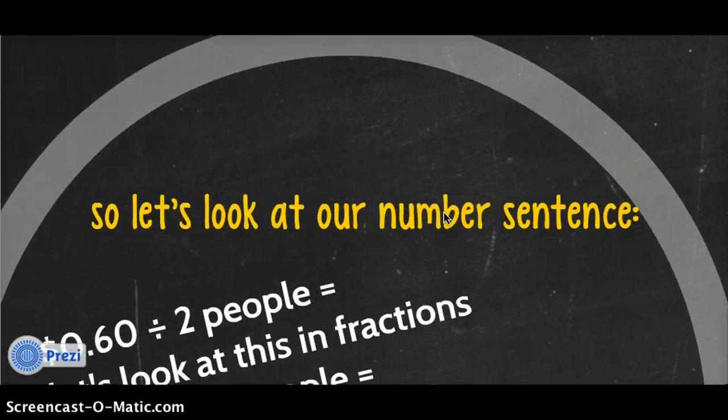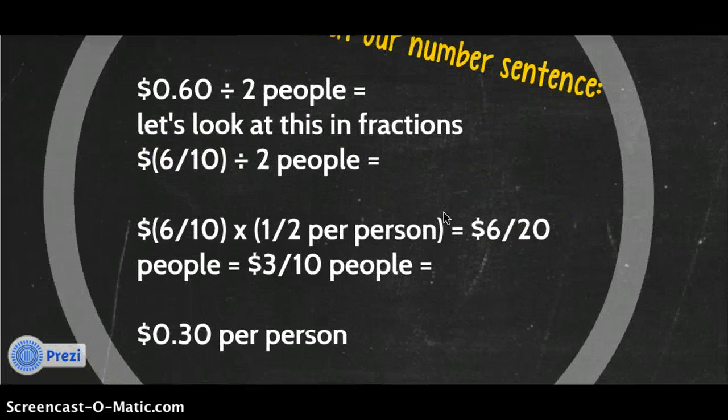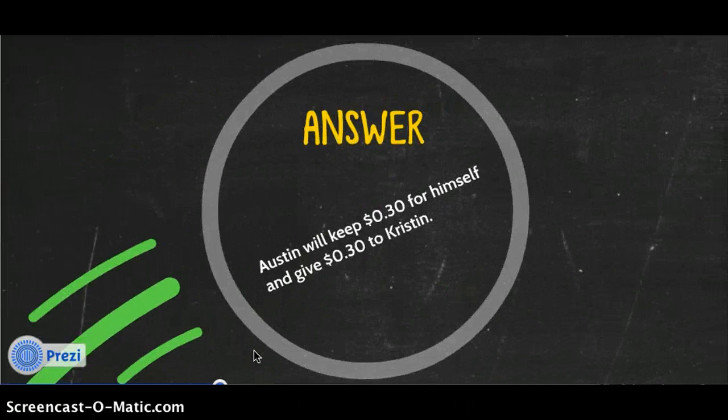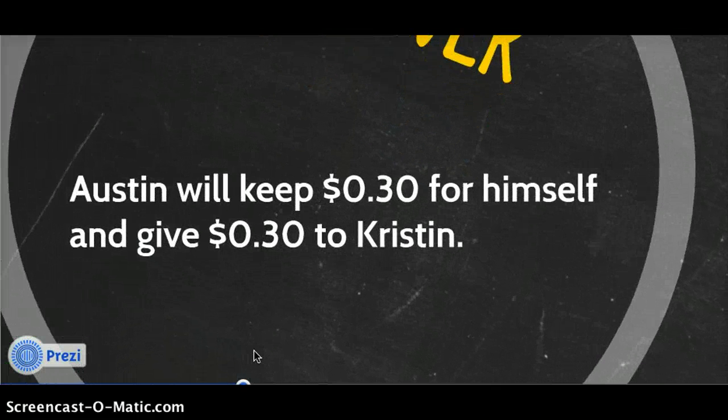So let's look at our number sentence here. We have 60 cents divided by 2 people. Let's put it into fractions so we can solve this problem. So you have 6 tenths of a dollar divided by 2 people, which would be 6 tenths of a dollar, and half of that group to each person, which would be 3 tenths of a dollar per person, or 30 cents per person. So our answer is Austin is going to keep 30 cents for himself and give 30 cents to Kristen.